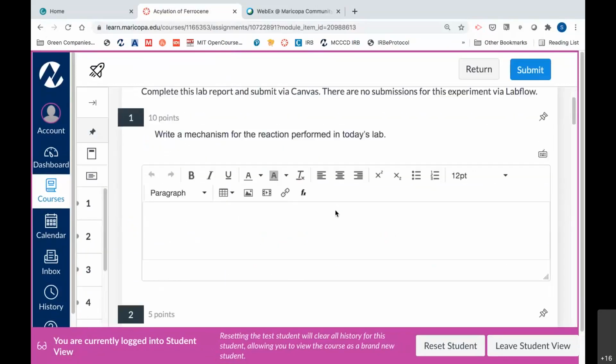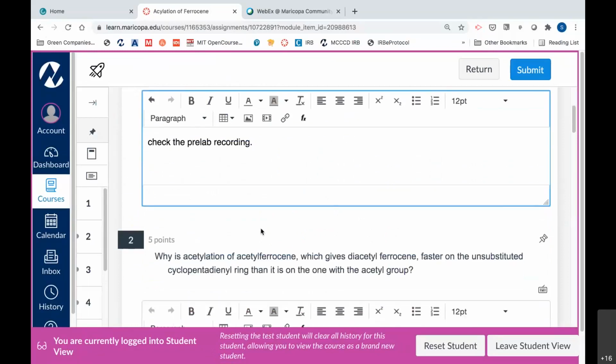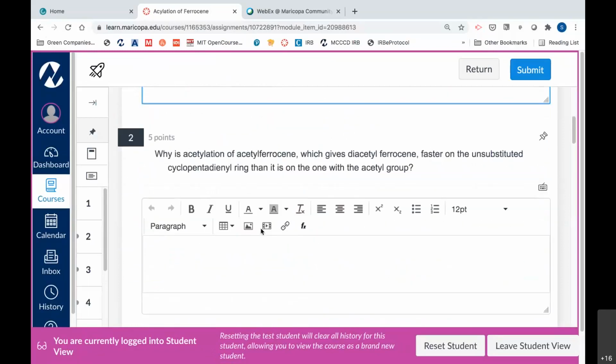Write a mechanism for the lab. So check the pre-lab recording here. Okay, I have the mechanism written in detail. You can take that. Why is acetylation of acetylferrocene, which gives diacetylferrocene, faster on the unsubstituted ring than the one with the acetyl group?